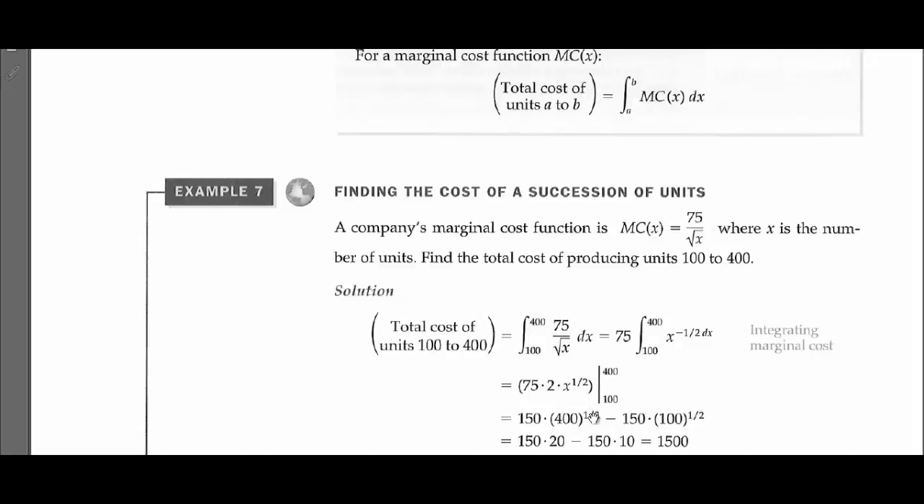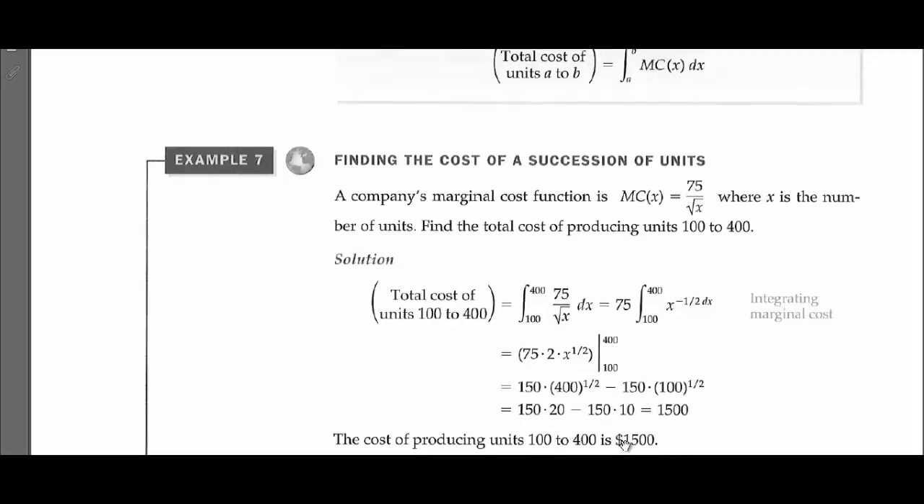Okay? And square root of 400 is 20, square root of 100 is 10, so your final answer turns out to be 1500. So the cost of producing units 100 to 400 is $1,500.